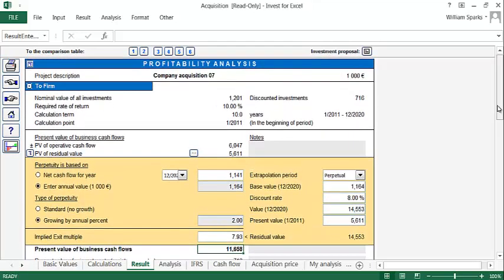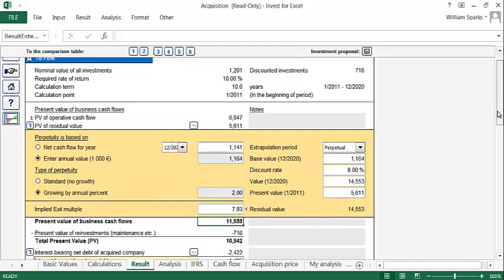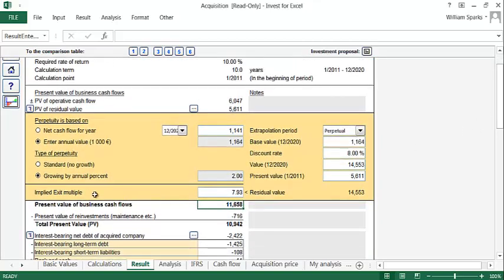And by the way, above that one there is something called implied exit multiple 7.93. What the heck is that? That is that this 14.553 that we calculated as a terminal value, that's 8 times last year's EBITDA. So we value it to be paying itself back in 8 years. And these are the multiples that are used for valuing companies.